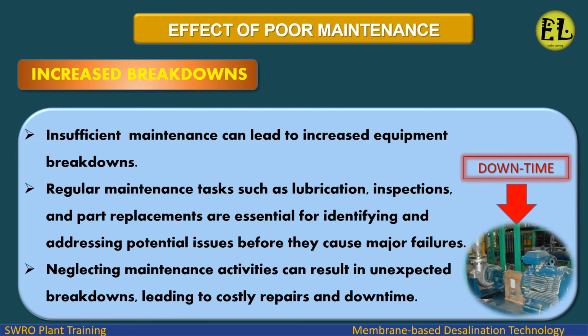Effect of poor maintenance: increased breakdowns. Insufficient maintenance can lead to increased equipment breakdowns. Regular maintenance tasks such as lubrication, inspections, and part replacements are essential for identifying and addressing potential issues before they cause major failures. Neglecting maintenance activities can result in unexpected breakdowns, leading to costly repairs and downtime.